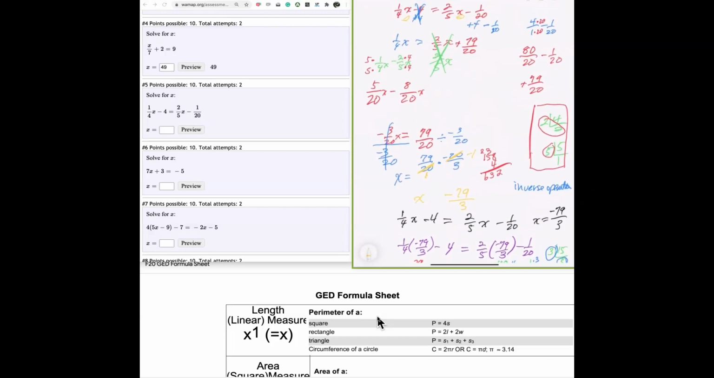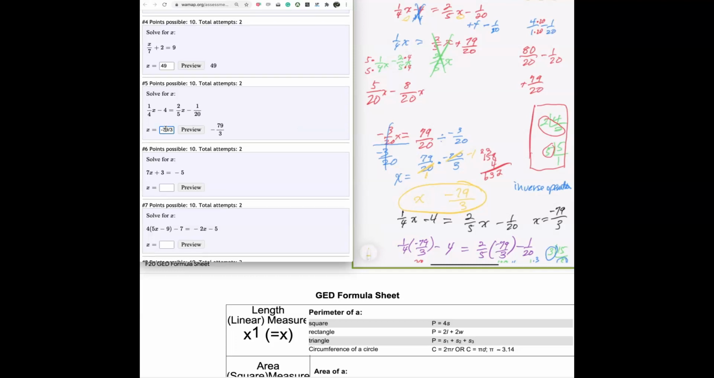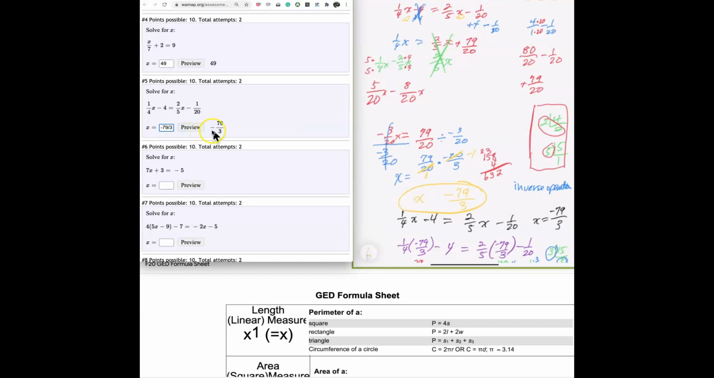This is our final answer, and that's what we'll put in here. Negative 79 thirds. Negative 79 over 3, and that's how you write it, and no problem with the syntax, okay? So this video has already been 12 minutes. I'm just going to do this one on this, and then we'll come back with number 6 in the next one. Stay tuned.